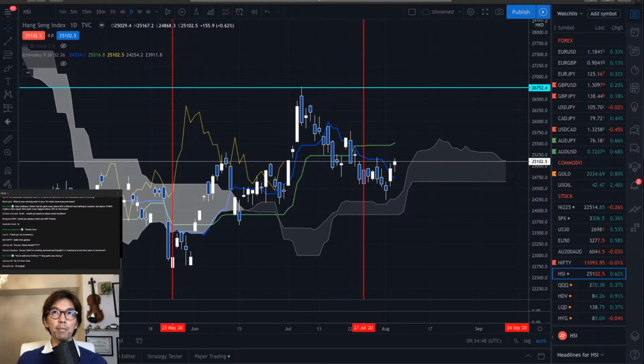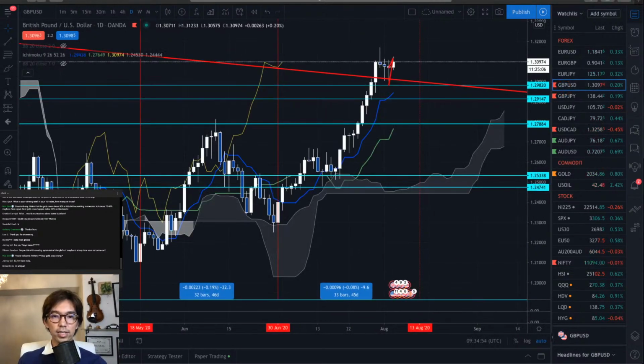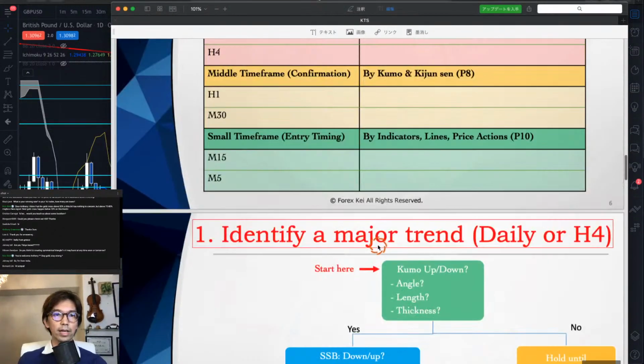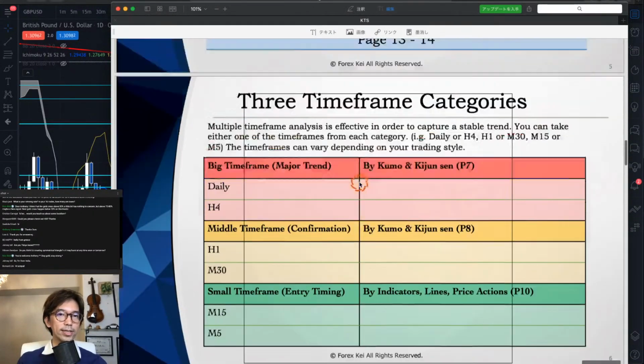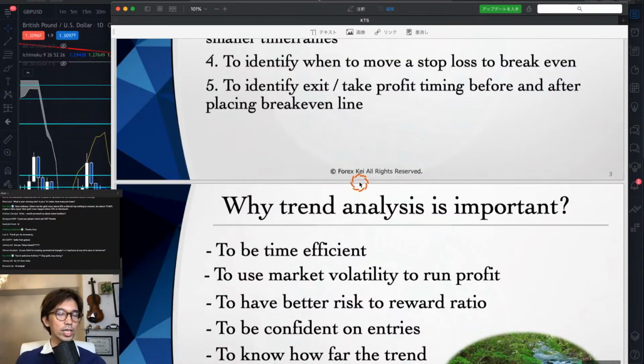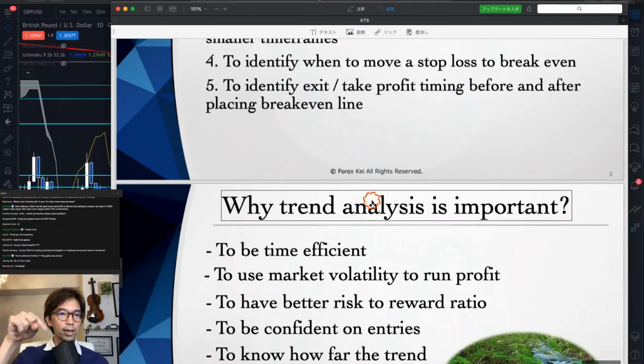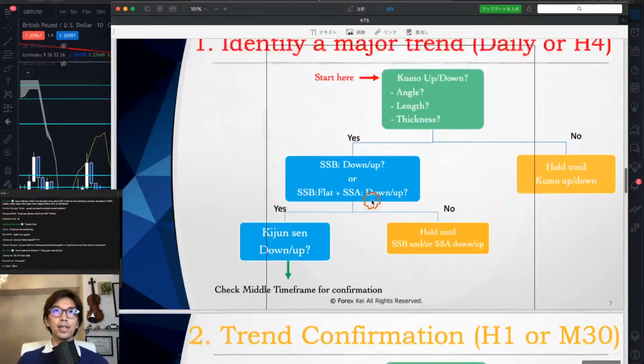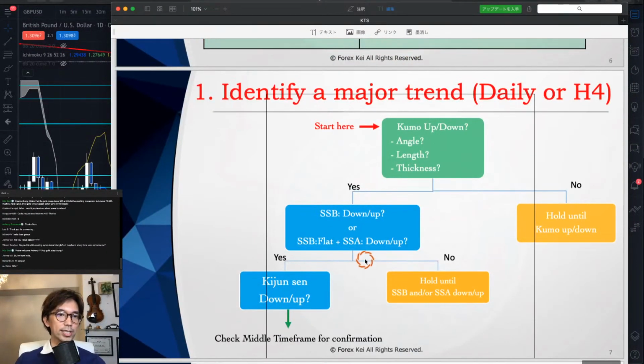In my strategy, the definition of uptrend and downtrend is basically in this PDF. This is available for anyone, so if you haven't downloaded it yet, you can download it for free from the link below. This is how I confirm the trend.